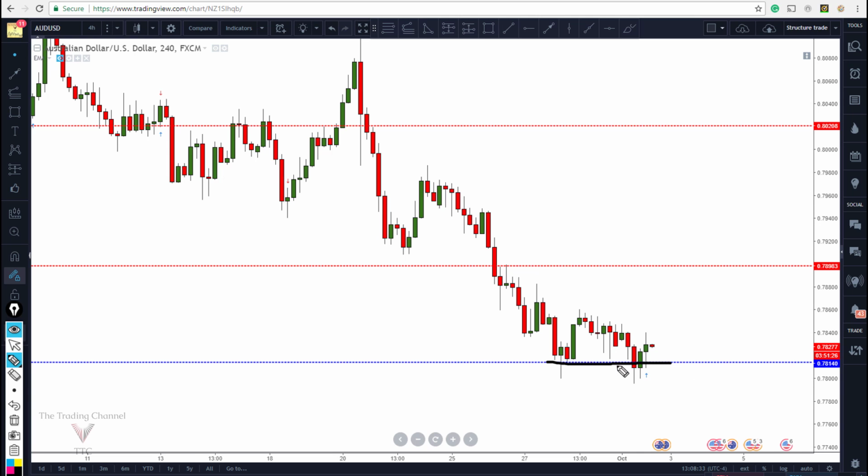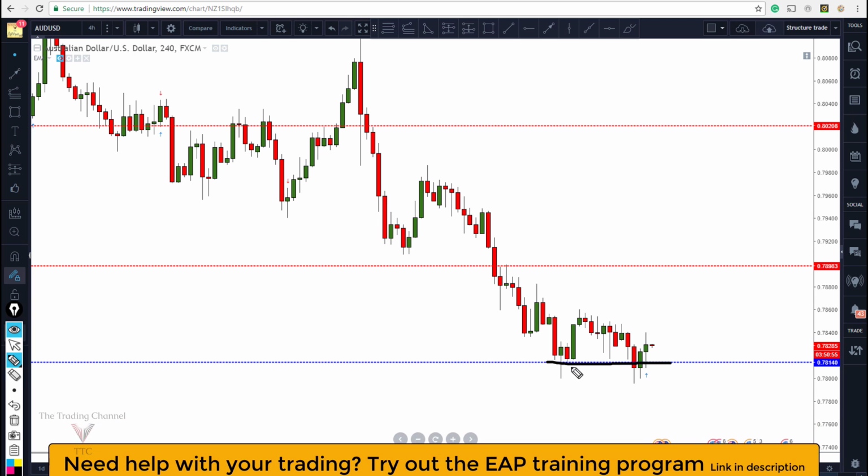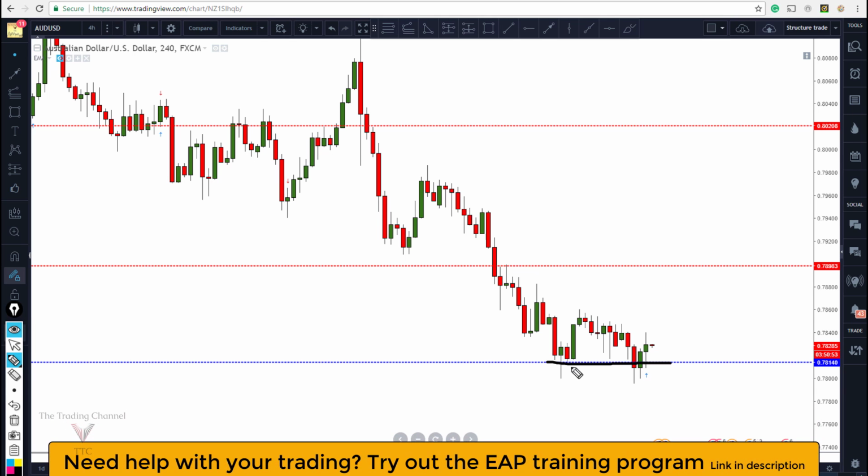We do have this double bottom here, but I'm currently waiting for a little more confirmation out of this market before taking a long position based on some entry reasons that we discuss in the EAP Training Program. So that's what we're looking for here out of the Aussie dollar as of right now.